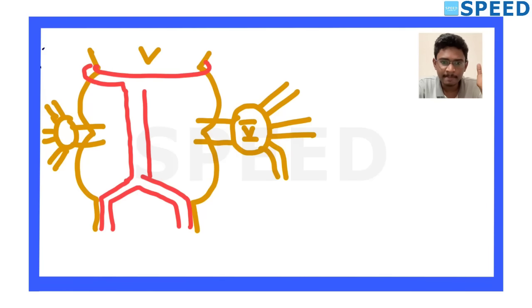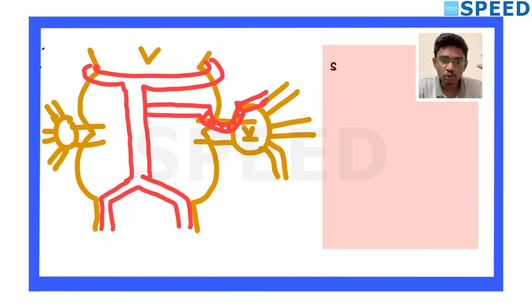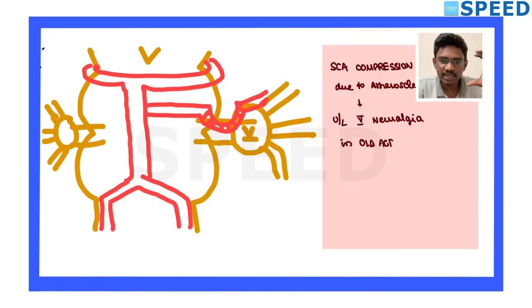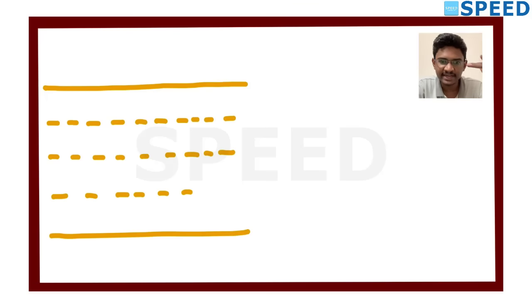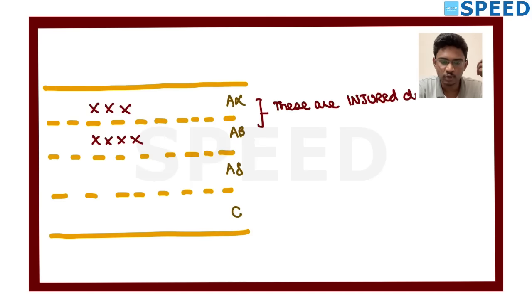So why does this happen? Because the superior cerebellar artery in old females, due to atherosclerosis, becomes hardened and compresses the trigeminal ganglion. This is the main reason for trigeminal neuralgia to happen. So what happens really? In the trigeminal nerve, there are components like A alpha, A beta, A delta and C fibers. A alpha and A beta, you know, are responsible for carrying proprioceptive impulses, like whatever movement we do, joint sense, all these are carried by these fibers.